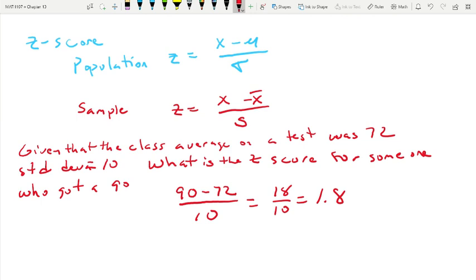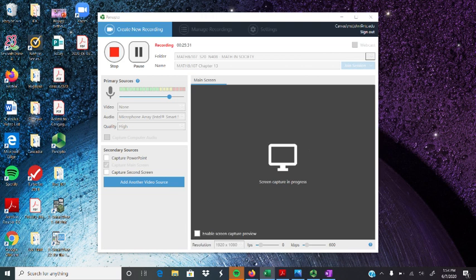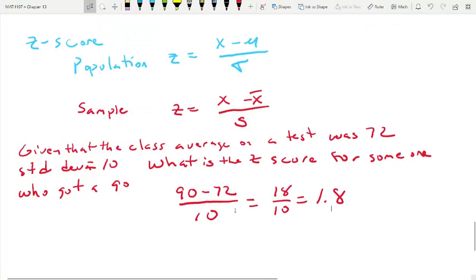So in terms of z-scores, you can also look in terms of tables. There's tables for these things. And so let's pull that up.